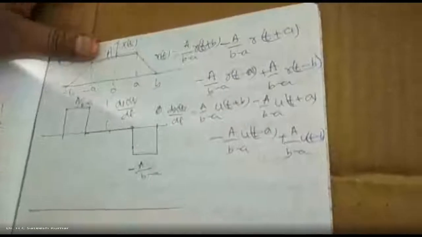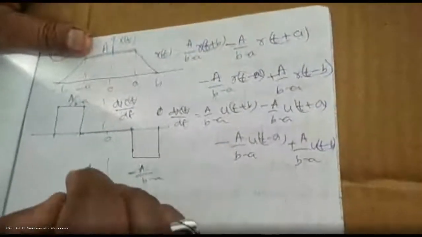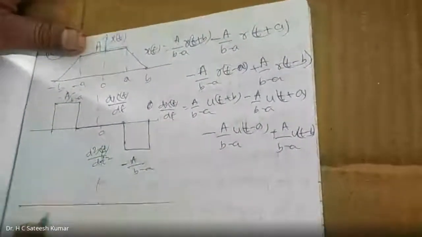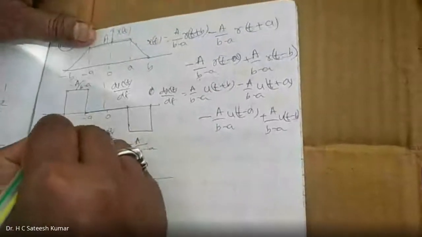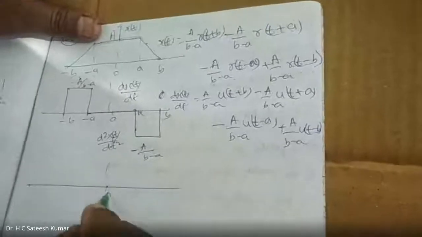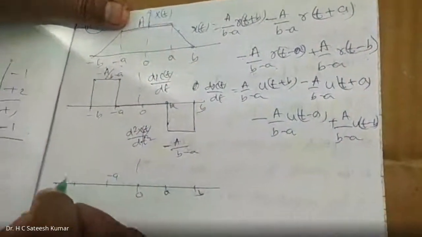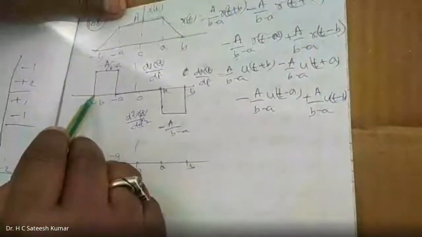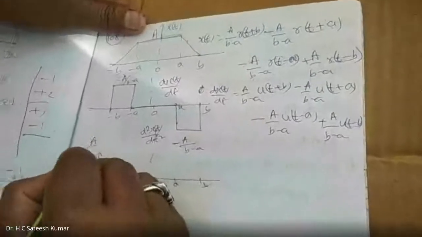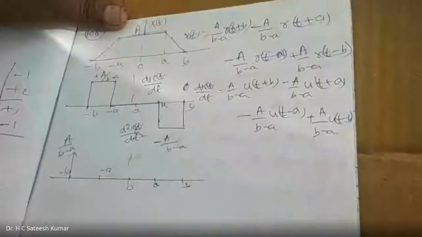Now, how to do d squared x of t divided by dt squared. So this is also a very interesting one. So the points are minus b, minus a, a, b. What is that, you can understand? Minus b, up by 1 unit. That is, the amplitude is equal to a divided by b minus a, not 1 unit. This is plus a divided by b minus a.